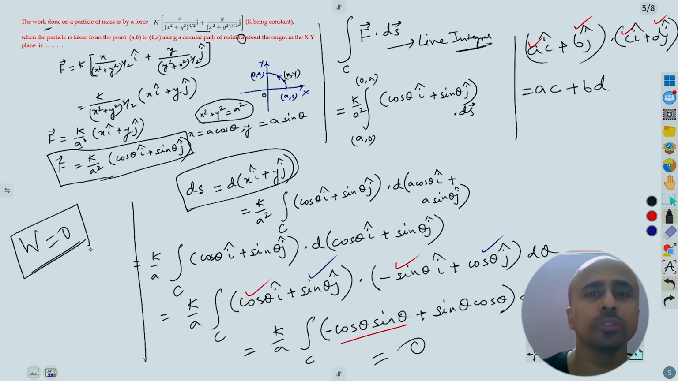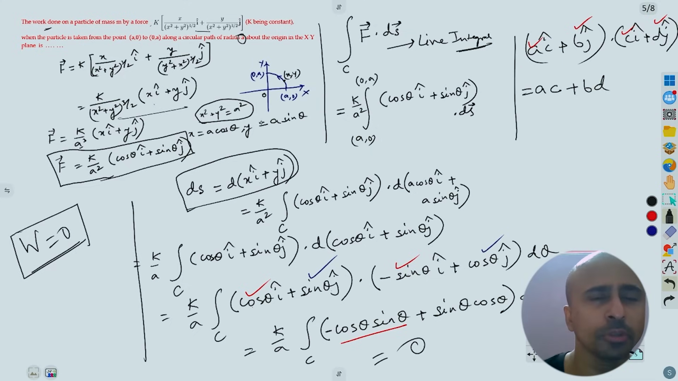If you have any doubt, let me know. But let me recapitulate what we did here. See, we were given this force, right? The expression of this force. In the first line, I just simplified it in this way.